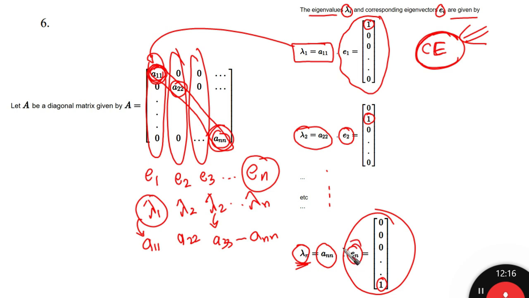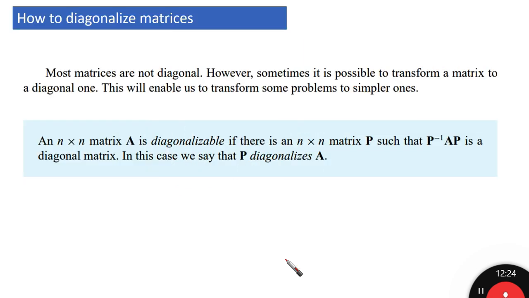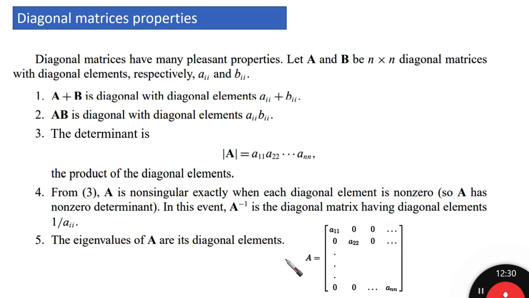We call it En corresponding to lambda n, okay? So these are the main properties of the diagonalization. And then let's go to another thing which is important. Again, I'm going to repeat because really they are important.